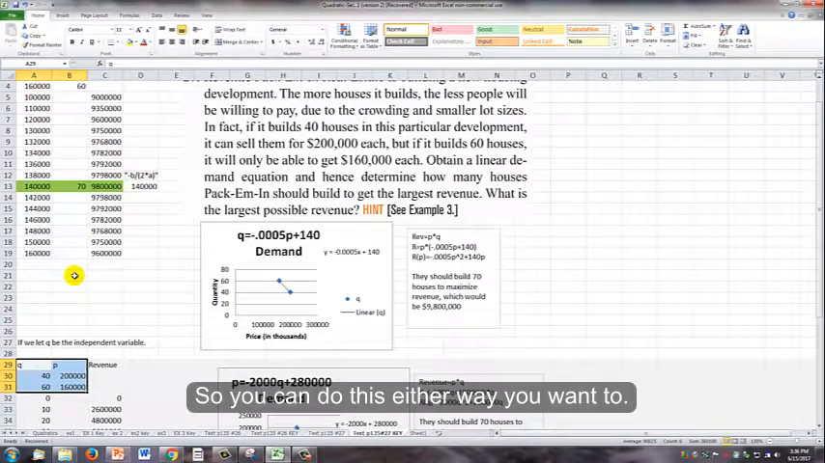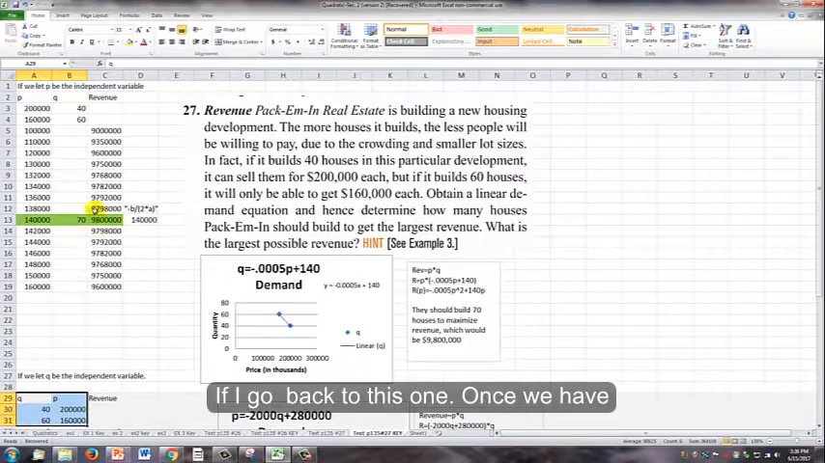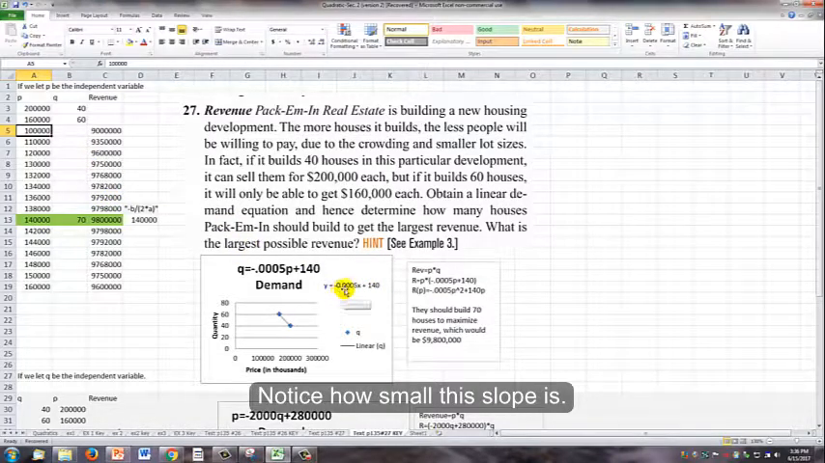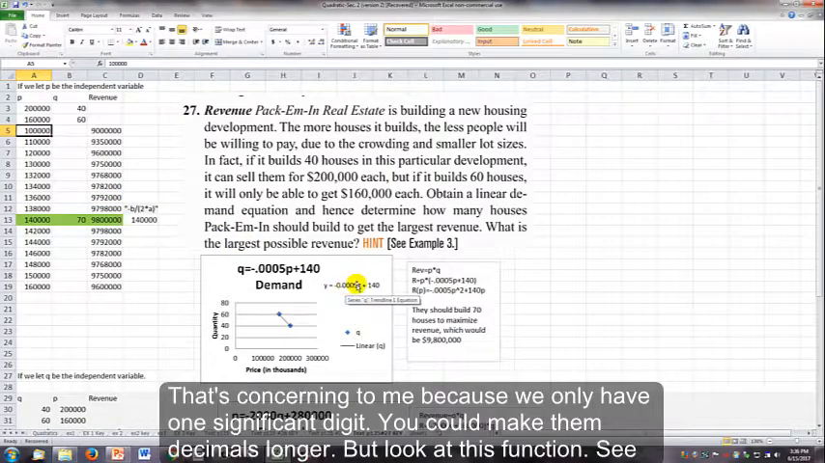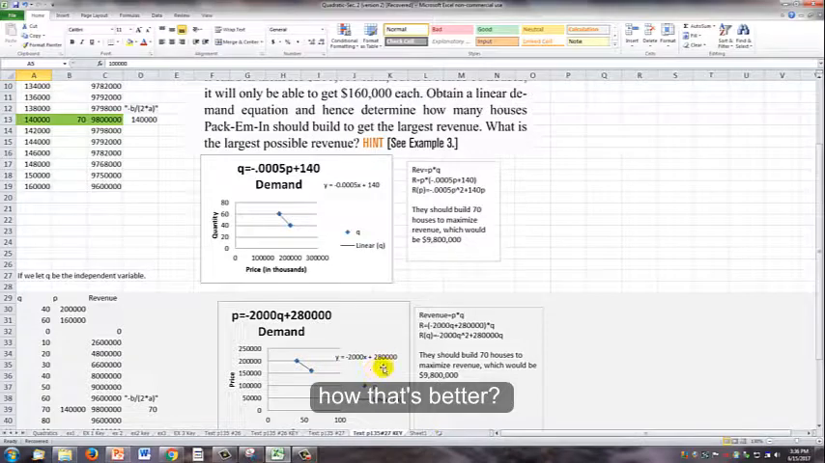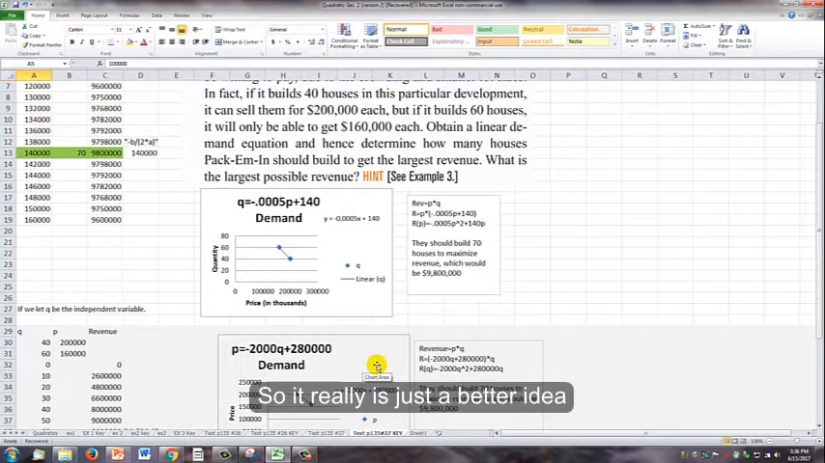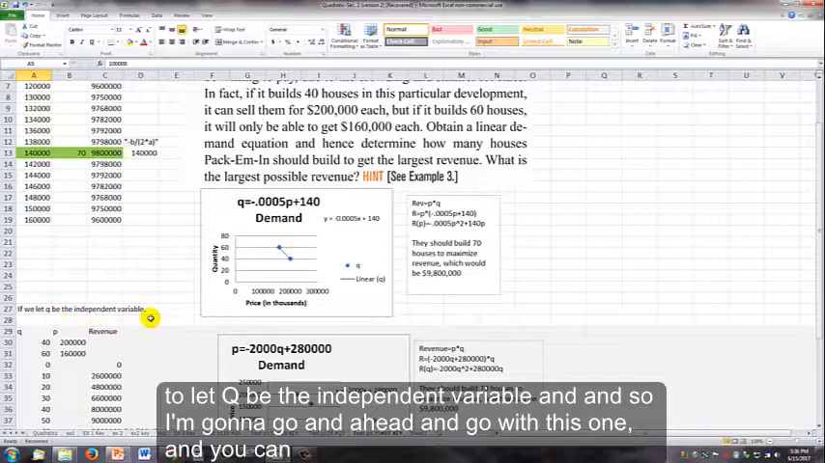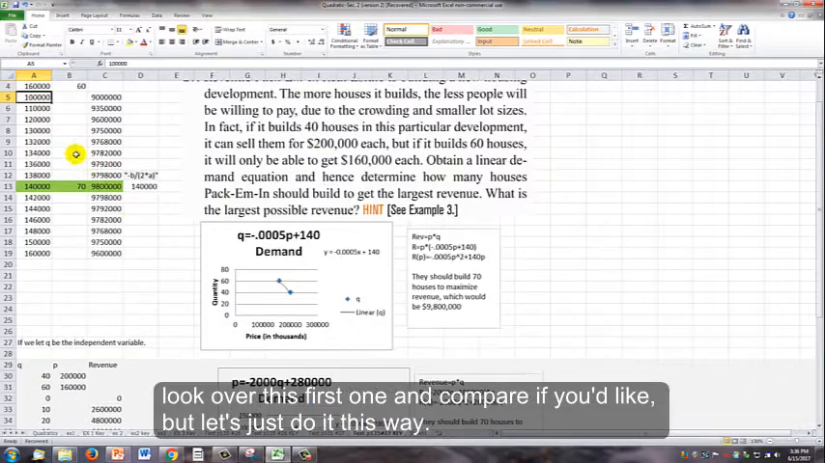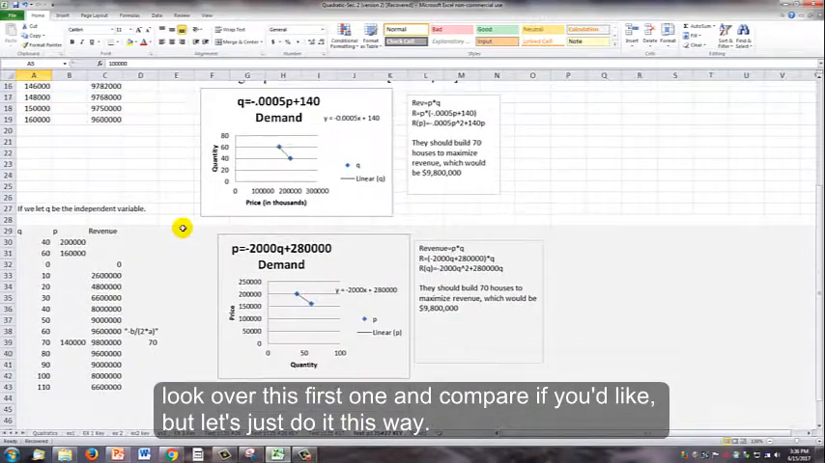So you can do this either way you want to. If I go back to this one, once we have the equation here, notice how small this slope is. That's concerning to me because I only have one significant digit. You could make the decimals longer, but look at this function. See how that's better? So it really just is a better idea to let q be the independent variable. And so I'm going to go ahead and go with this one, and you can look over this first one and compare if you'd like, but let's just do it this way.